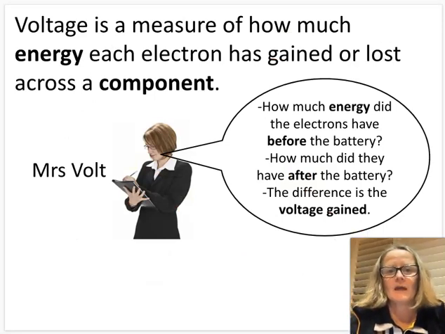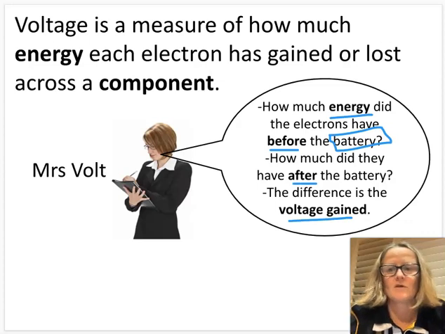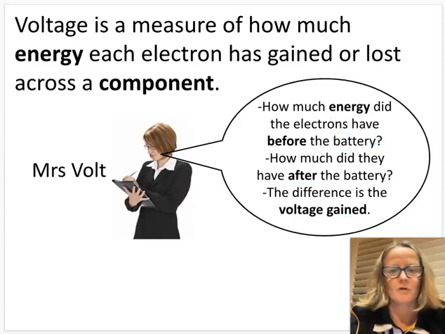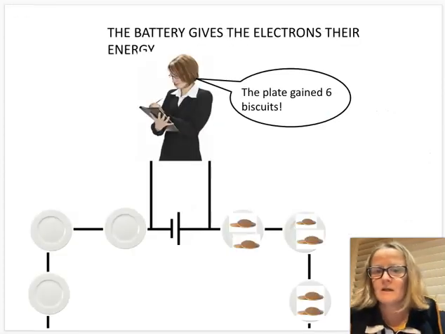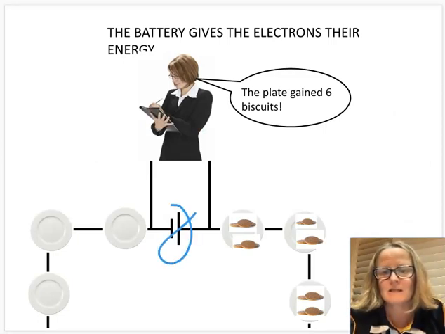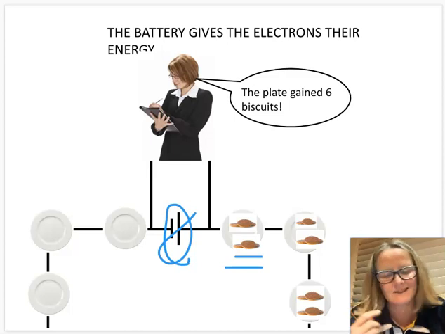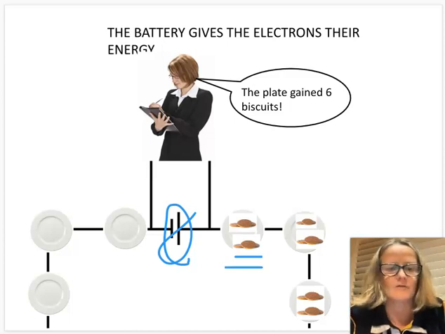We're going to have a look here at how much energy those electrons have before a battery, so a power source, and how much they have after the battery, because that would be the voltage gained. So let's have a look at what happens if you put a voltmeter across a battery. Here, if the battery is putting out 6 chocolate biscuits, then Mrs. Volt can count 6 have been added, so that's a 6-volt battery.